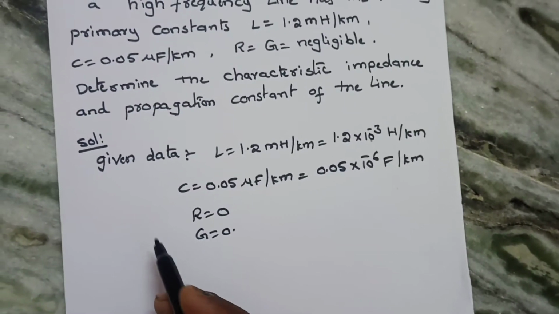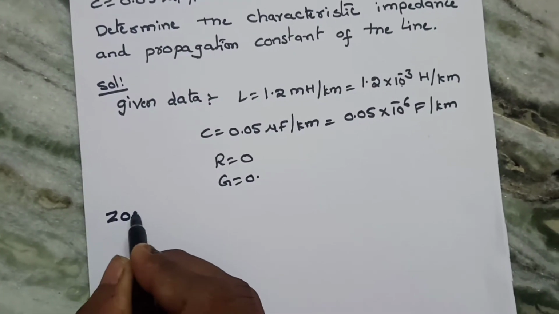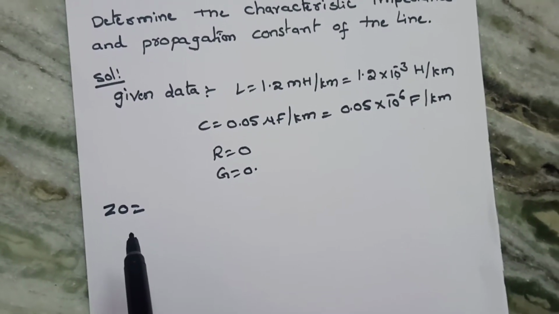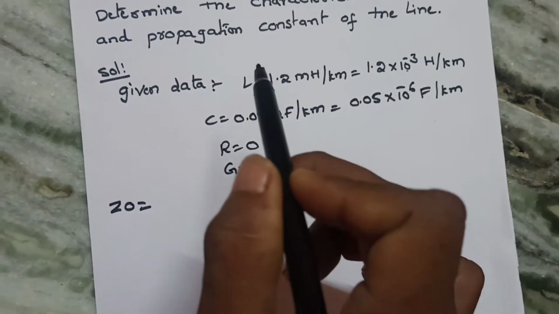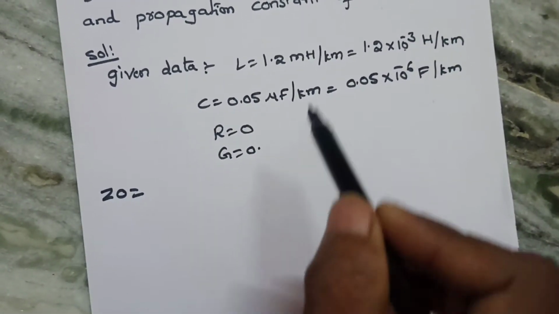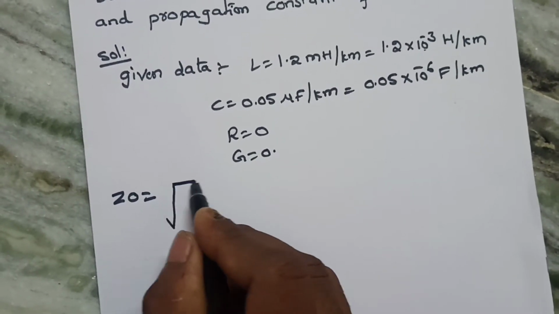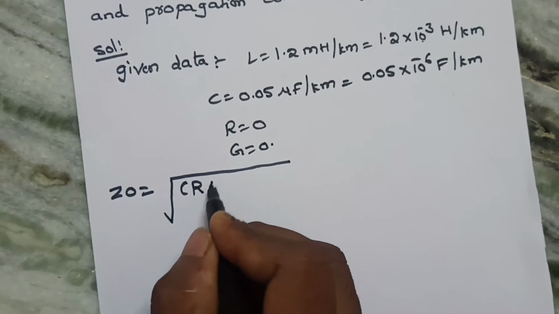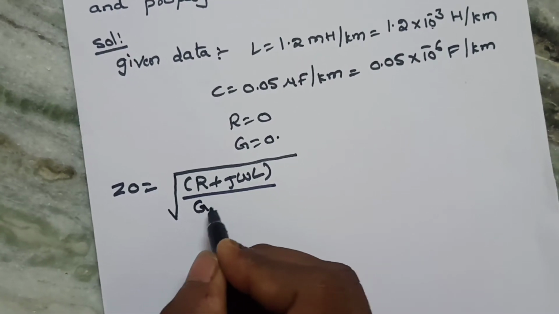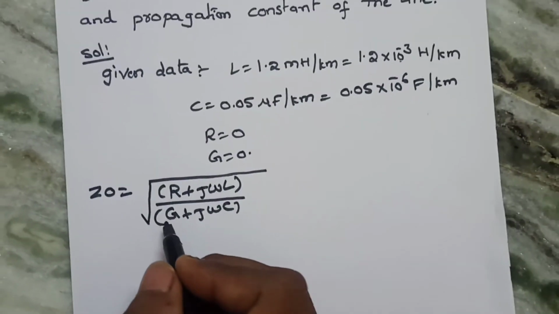So here, first of all, we have to determine characteristic impedance, Z0. In order to determine the characteristic impedance, we have to understand the formula. The formula depends on four parameters. That is, Z0 characteristic impedance is equal to square root of R plus j omega L by G plus j omega C. This is the formula of characteristic impedance.